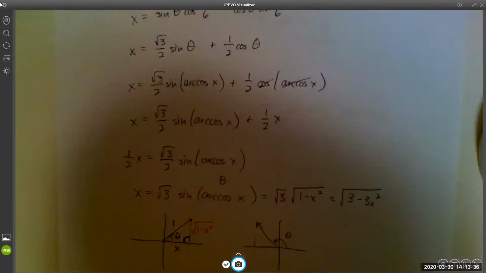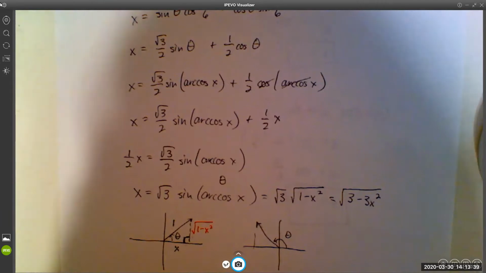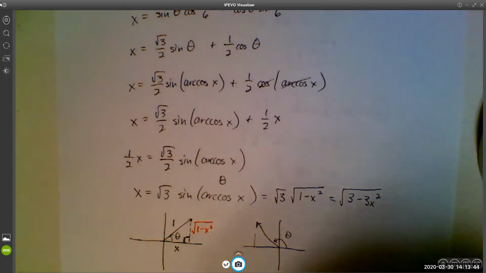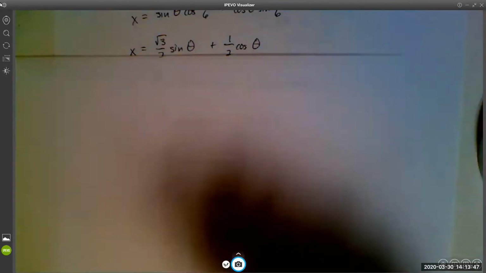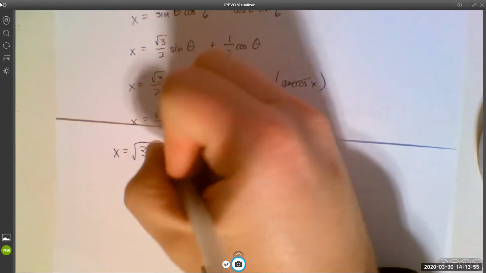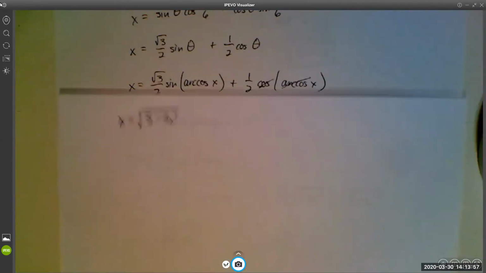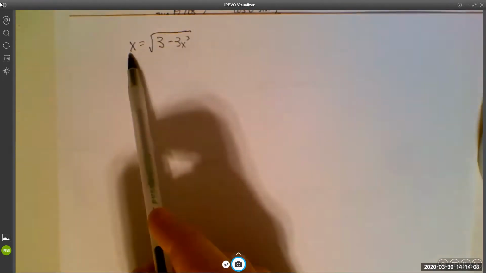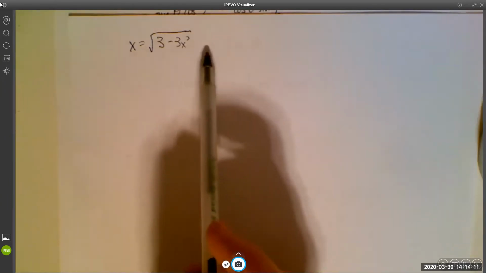All right, well, I'm still not done. Let me grab another piece of paper. So at this point, what I have is x equals square root 3 minus 3x squared. But I think I'm almost there now, right? Because now I can square both sides. Remember, the goal is to solve for x, right? And we haven't done it yet. We do have x by itself on the left-hand side, but we also have an x on the right-hand side, so we haven't finished solving. We need to square both sides.